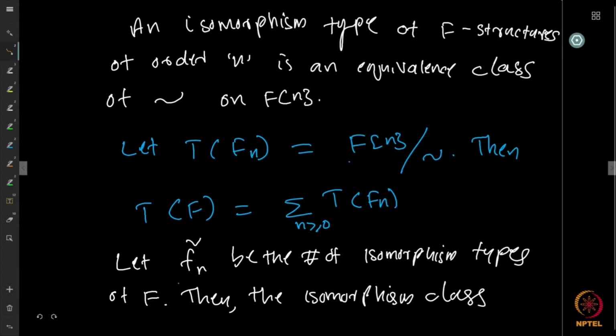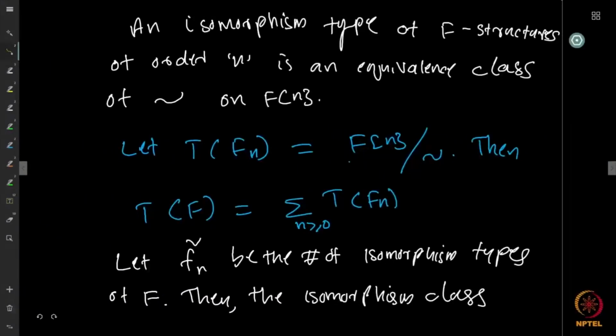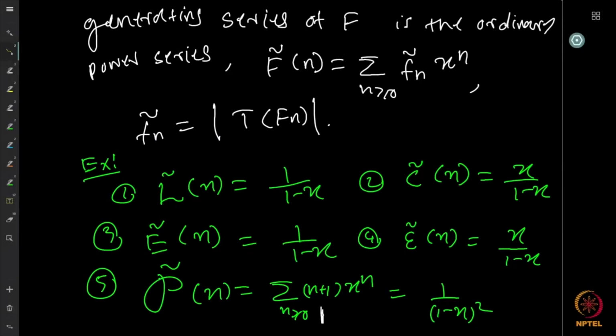Now let me denote by small f n tilde the number of isomorphism types of F. How many distinct types of structures are there? Then the isomorphism class generating series, which is called F tilde of x, is the ordinary power series: F tilde of x is equal to the summation over all n of f n tilde times x raised to n. This is the ordinary power series, not the exponential power series.